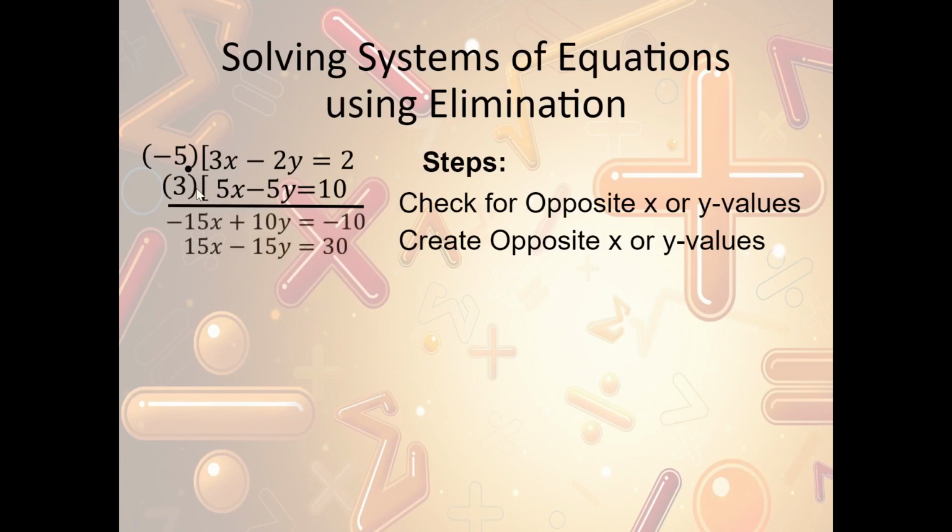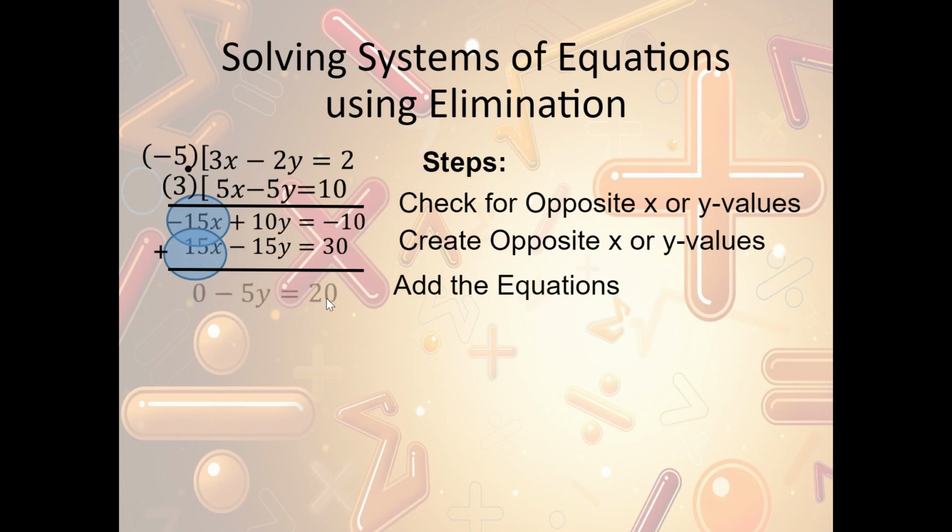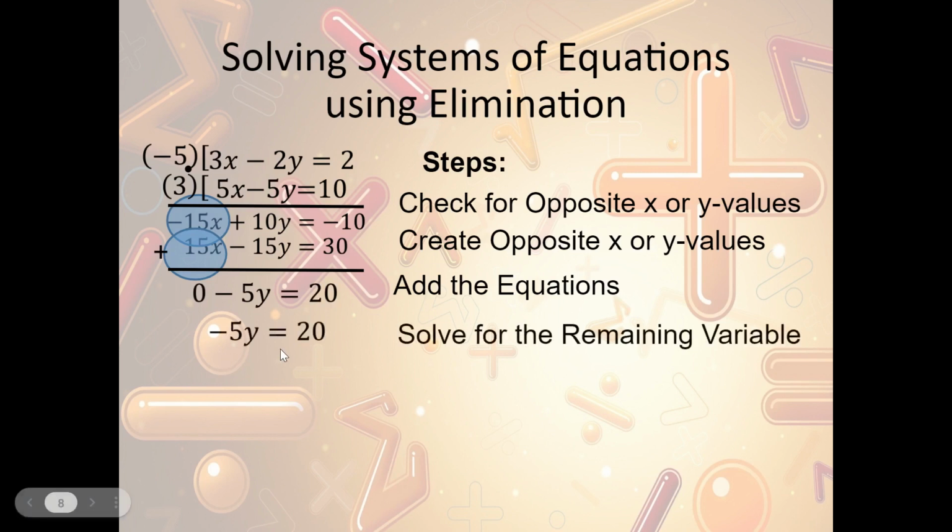Now I can just go ahead and multiply. When I multiply this out, I end up with negative 15x plus 10y is equal to negative 10. And when I multiply this one out, I end up with 15x minus 15y is equal to 30. Now I have opposites, so I can just go ahead and add them. The x's cancel out, and I'm left with 10y plus negative 15y, which is negative 5y. And negative 10 plus 30 is 20. So I'm left with negative 5y is equal to 20. I'm going to solve, divide both sides by negative 5, and I get y is equal to 20 divided by negative 5 is negative 4.